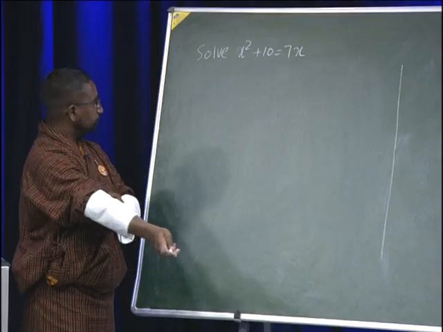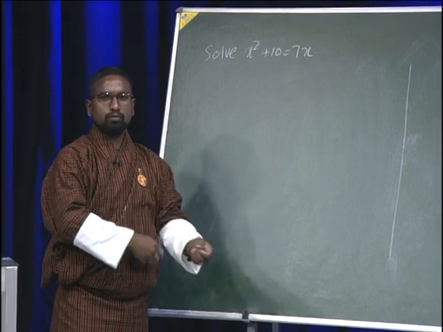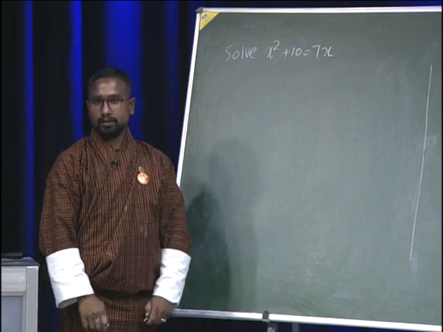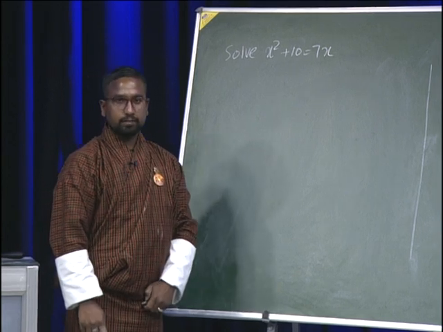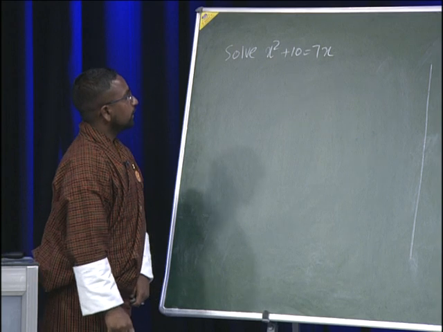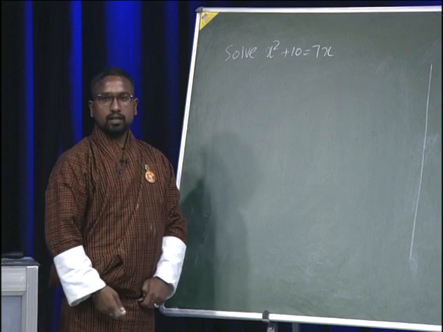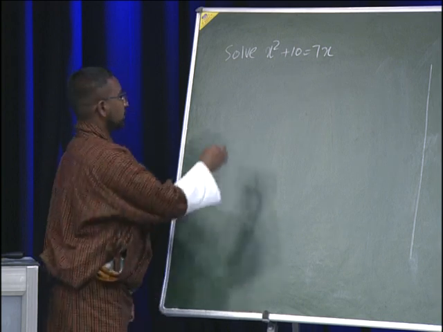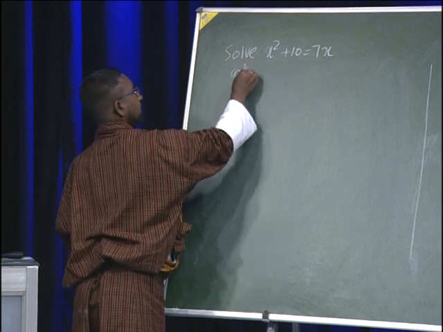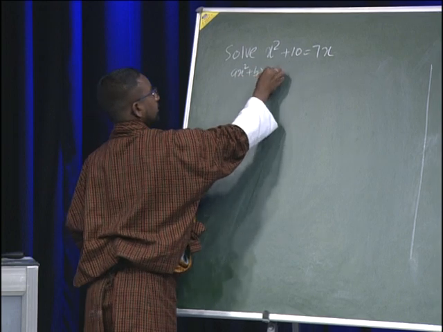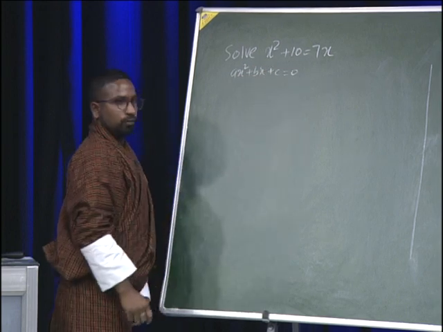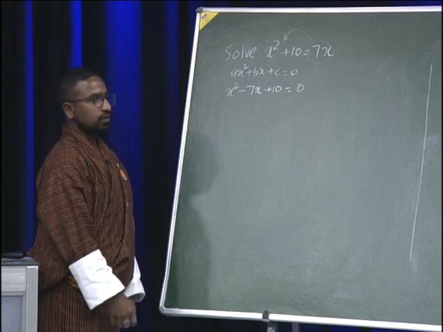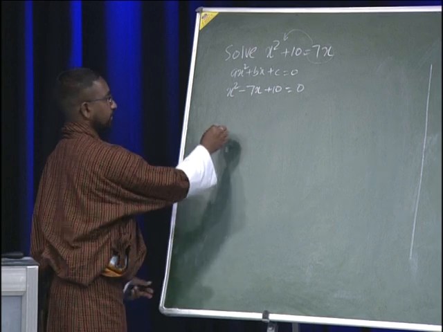All right. Let us try to solve x square plus 10 equal to 7x using the factoring method. So, here the first thing we need to keep in mind is to write this equation in standard form, that is ax square plus bx plus c equal to 0 form. So, this equation is in standard form. Now, let us use the decomposition method to solve this.